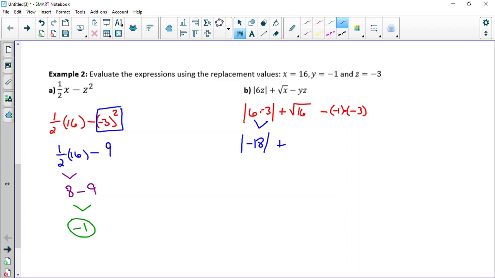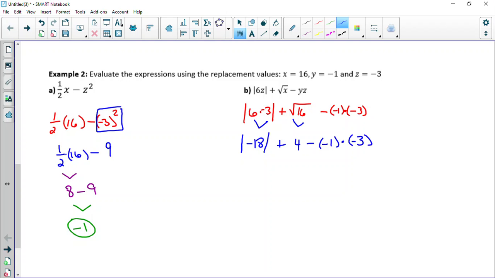Plus, well, I can also take care of this here, because this is a grouping symbol, right? So we can take care of the square root. So the square root symbol of 16 is 4. Minus, and then I still have this going on over here. So I'm not going to take care of my multiplication yet. I'm going to remind myself that is the multiplication.